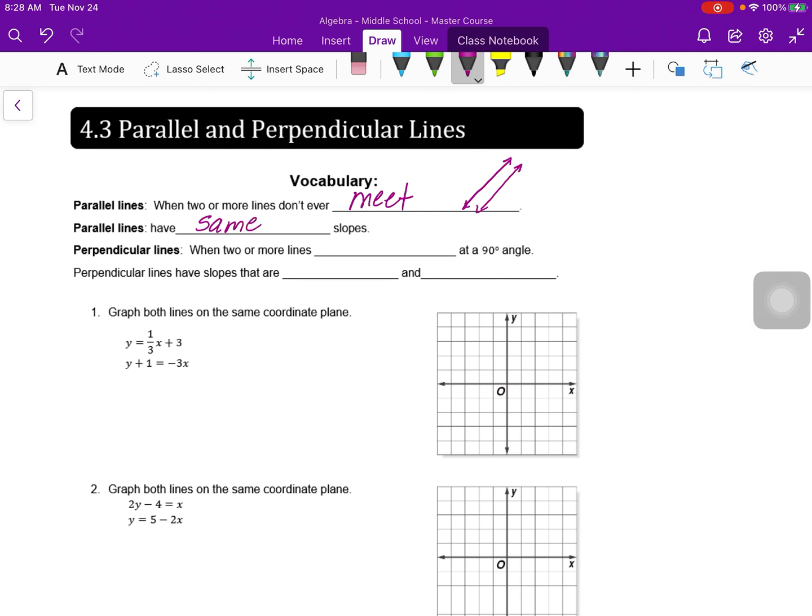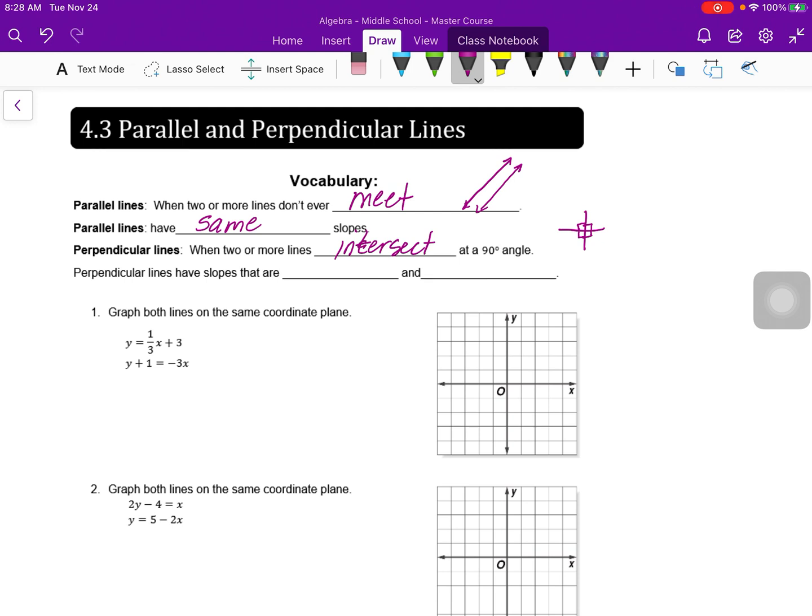We're also going to talk about perpendicular lines today. Perpendicular lines are two or more lines that intersect to form four right angles. So think like a plus sign. There are four right angles in all four corners.